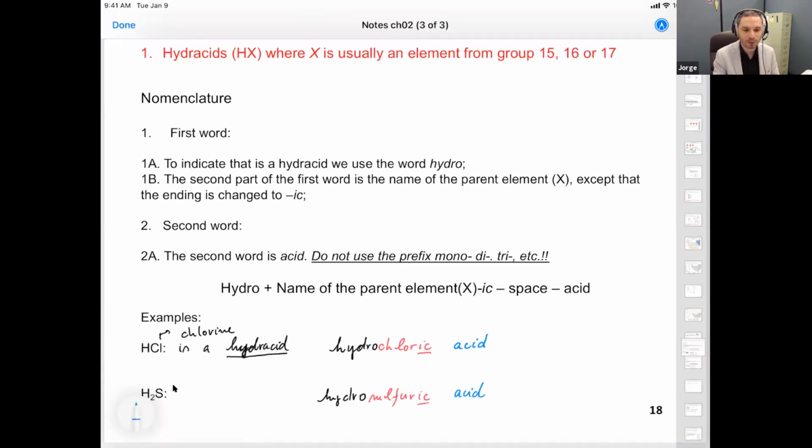And the same thing with H2S. You may find the name of H2S as hydrogen sulfide. That is only valid when we have H2S in the gas state. Once H2S is dissolved in water, this becomes hydrosulfuric acid. And to make things simpler, we always are going to work with these compounds dissolved in water. Okay? So just be careful with this little detail.